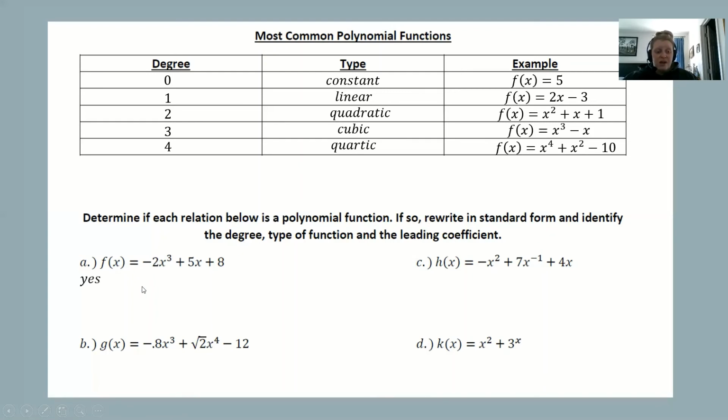So first off for A, yeah, it's following the rules. These exponents are nice and pretty. It actually already is in standard form. The exponents are in descending order, so that's kind of done for us. It is a degree 3. So 3 is the highest exponent, and that is called a cubic. So you would say it's degree 3. Anything that's degree 3 is called a cubic. So the type of function is a cubic function. And then the leading coefficient would be the number in front of x cubed, and that would be -2.